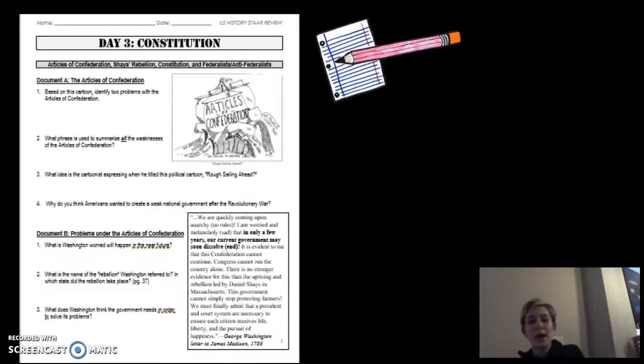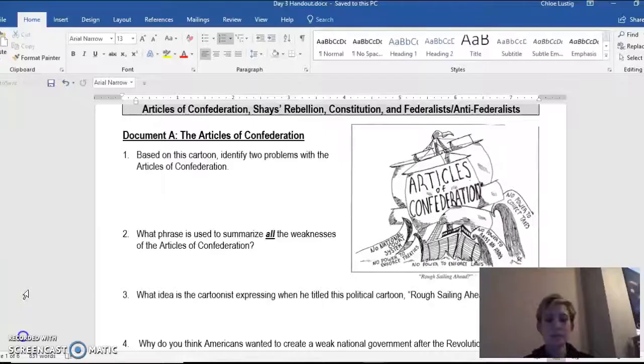Okay, so now go ahead and get out your Day 3 handout you picked up, and we are going to do some practice. So first things first, we are going to do some document analysis. So let's take a look at document A.